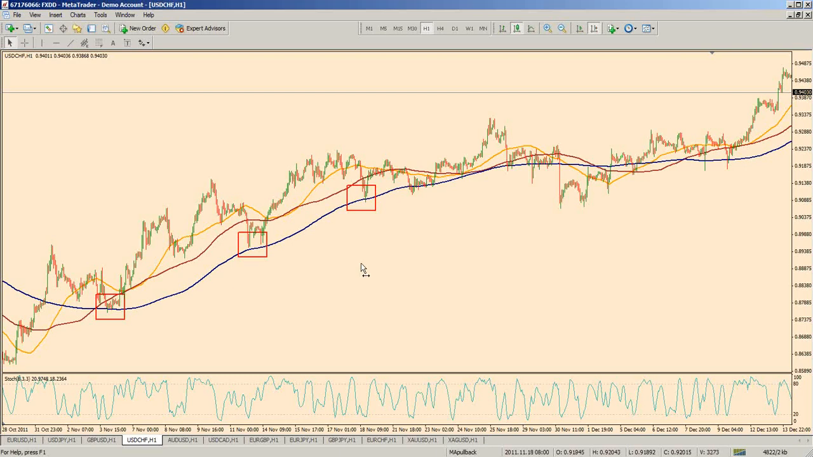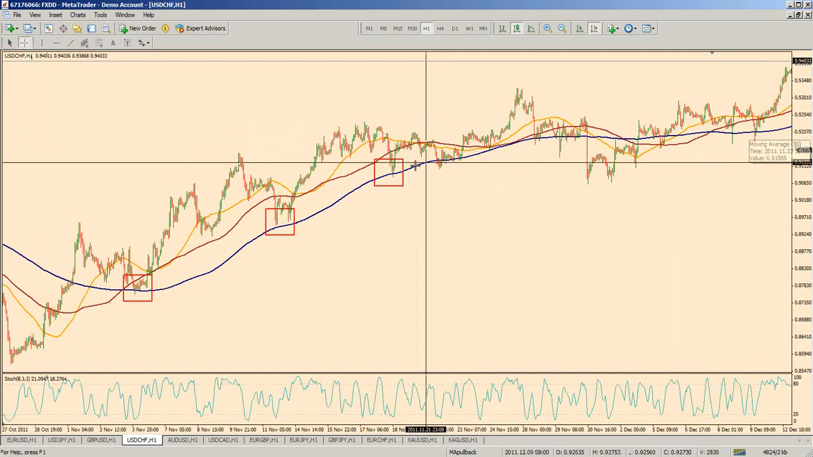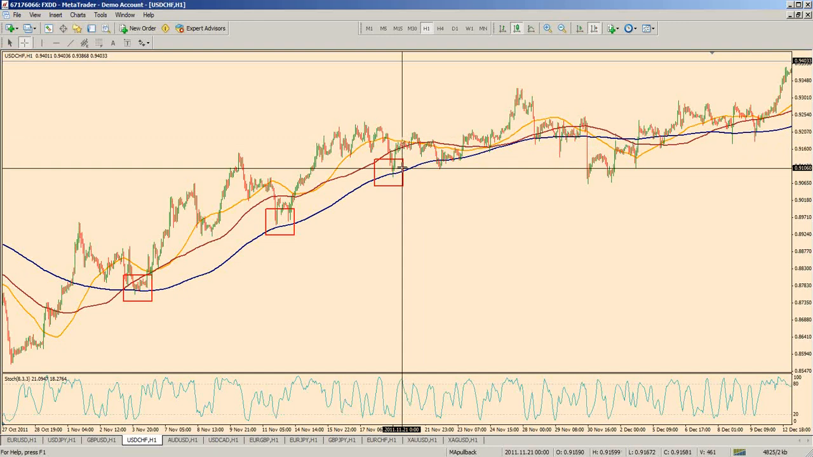Okay, and going back in time a little bit on the dollar Swiss, lots of crosses here. We're not looking at that. Here's one trade, not a great trade, again, because not a lot of follow-through. We got the direction correct, but not a lot of follow-through there.